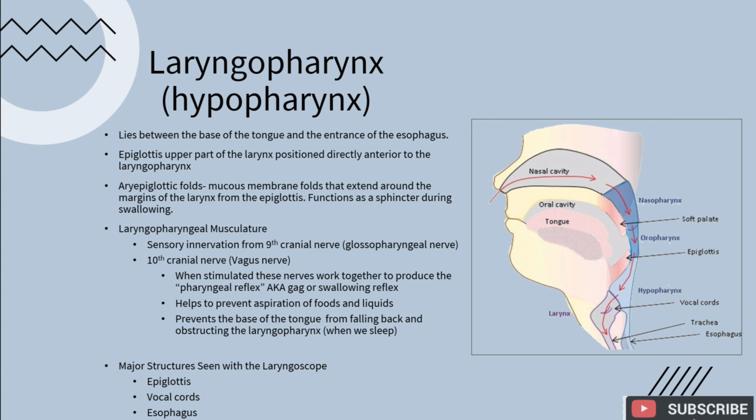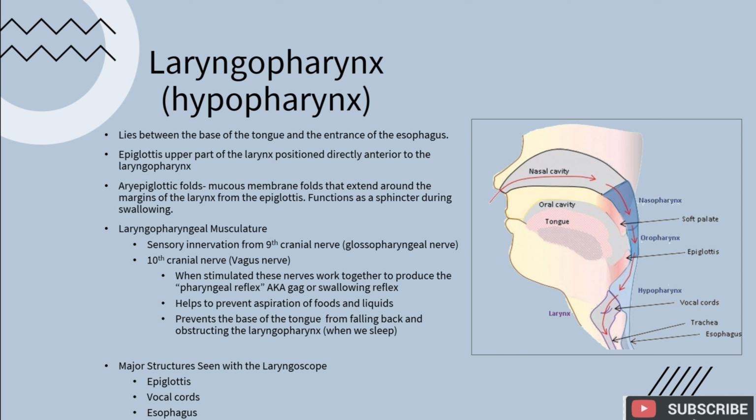The next section after going through the oropharynx is the laryngopharynx, also known as the hypopharynx. This lies between the base of the tongue and the entrance of the esophagus, and the epiglottis, the upper part of the larynx, is positioned directly anterior to the laryngopharynx. And the aryepiglottic folds are a mucous membrane fold that extends around the margins of the larynx from the epiglottis, and it functions as a sphincter during swallowing.